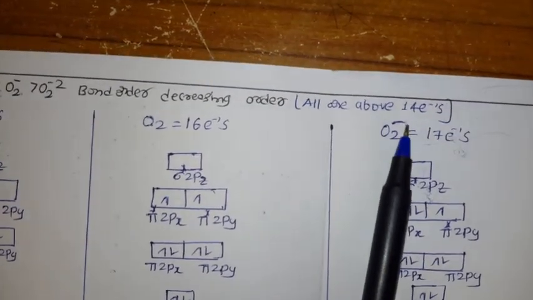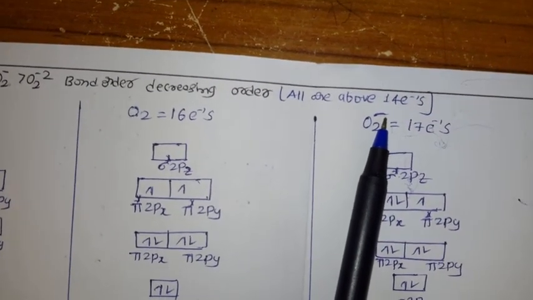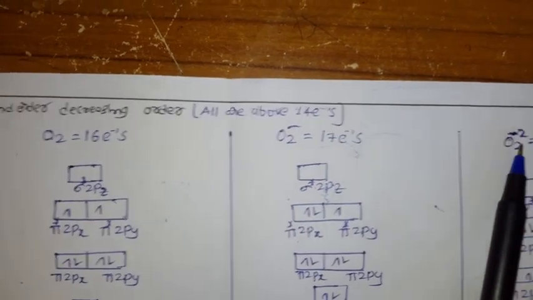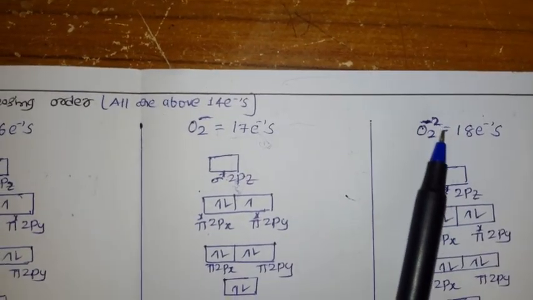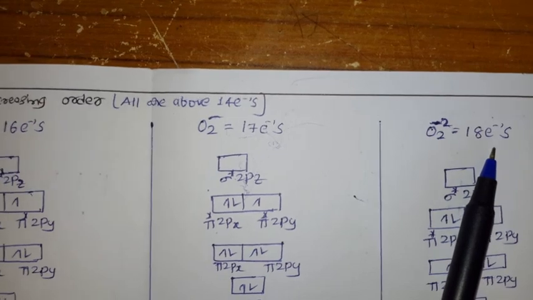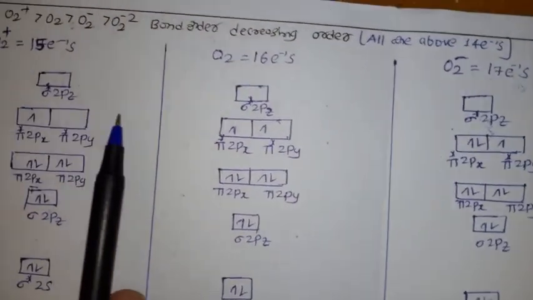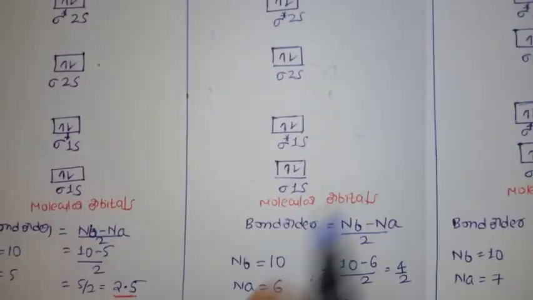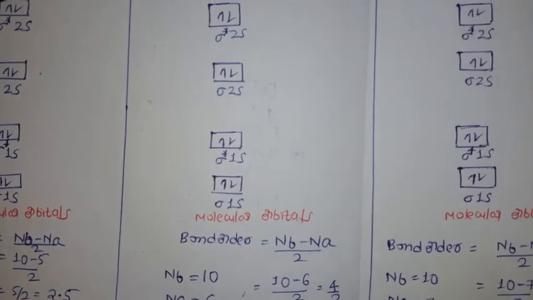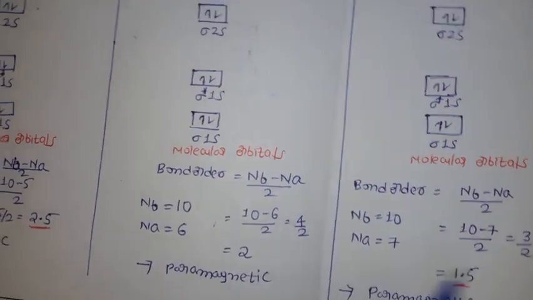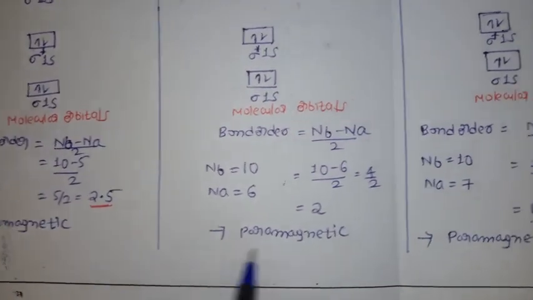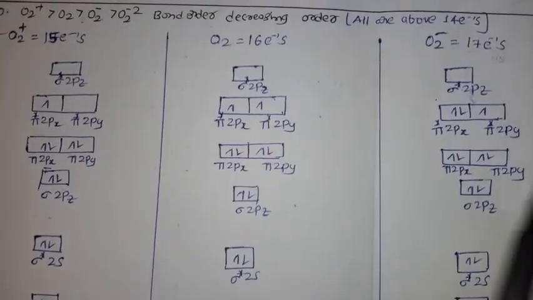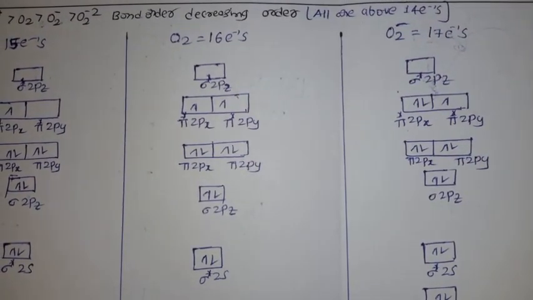Now O2 minus means what? Here we have one negative charge, meaning the oxygen molecule got one electron. So total how many electrons? 17 electrons. Next O2 minus 2: here the O2 molecule got 2 electrons. So total 18 electrons. So in all these cases you have to follow the above 14 electrons pattern, and calculate the bond order using Nb minus Na. Just work these out, they are very important. You can see in all these cases we have paramagnetic, because in the molecular orbitals unpaired electrons will be there. Just work out the remaining examples, they are very important.